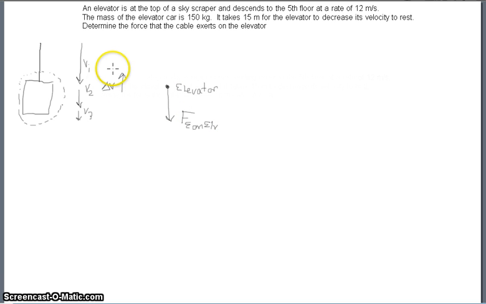And I see that in my motion diagram, my delta V arrow is going up, which means that the force of the cable on the elevator will be larger. Okay, so my unbalanced force is in the direction of the delta V arrow. So it's the force of cable on the elevator.